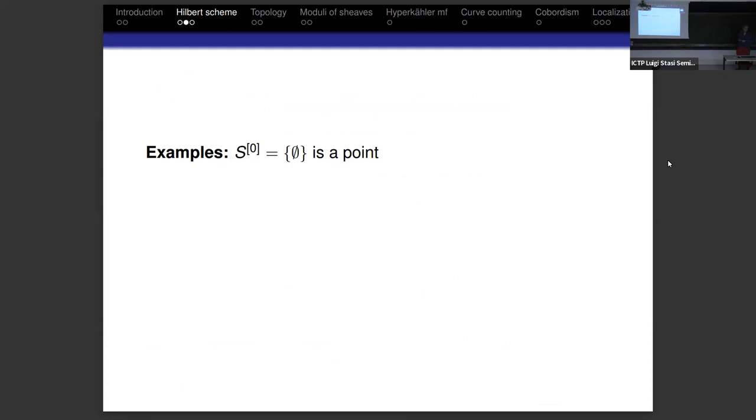So now I can give just the most simple examples. For instance, what's the Hilbert scheme of 0 points? 0 points is just the empty set. So it doesn't mean the Hilbert scheme is empty, but it consists of 1 point, and this point parameterizes the empty set. And the Hilbert scheme of 1 point is S, because obviously S parameterizes the points of S.